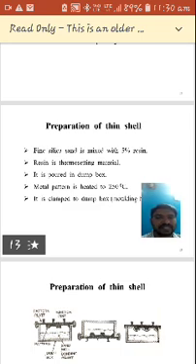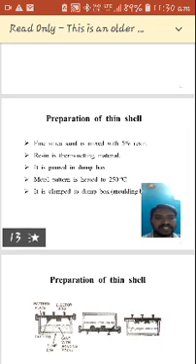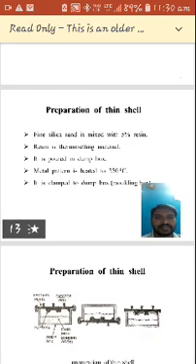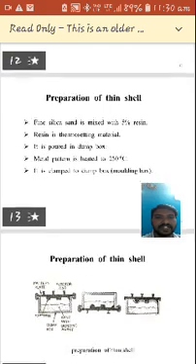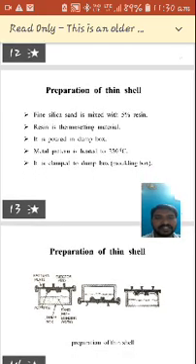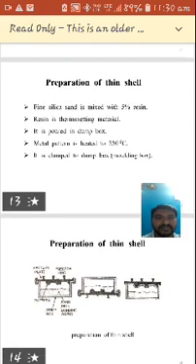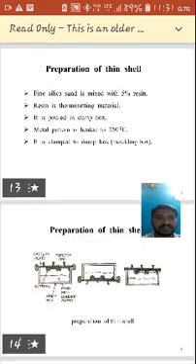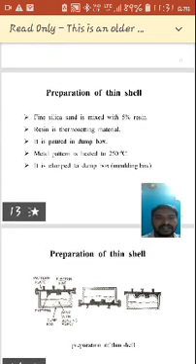The resin is a thermosetting material. It is poured in the dump box. A metal pattern is heated to 250 degrees centigrade. It is clamped to the dump box. That is called molding boxes.